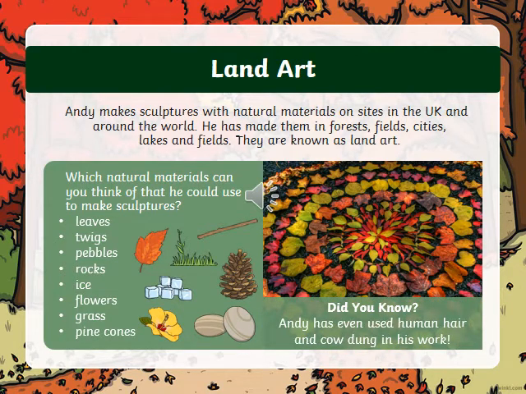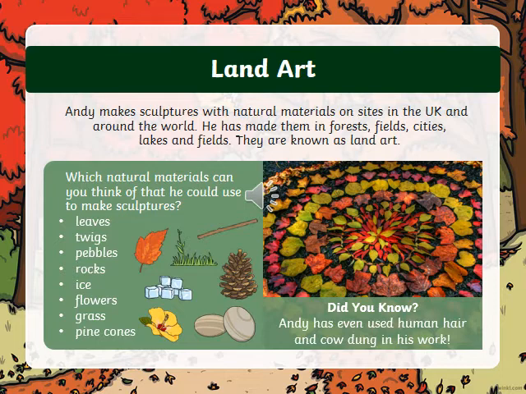Hopefully you've looked on Kiddle for some of Andy Goldsworthy's pieces of work, and you'll see that he uses lots of natural materials. So this is all about land art. Andy makes sculptures with natural materials on site in the UK and around the world. He's made them in forests, fields, cities and lakes, and they're known as land art.